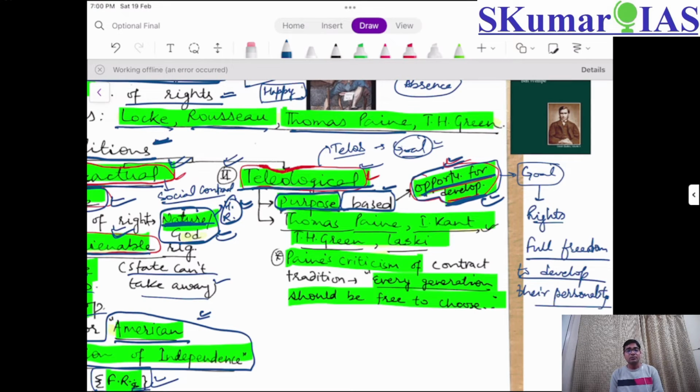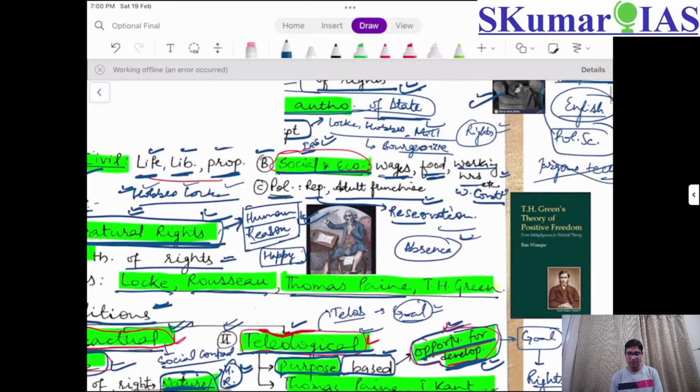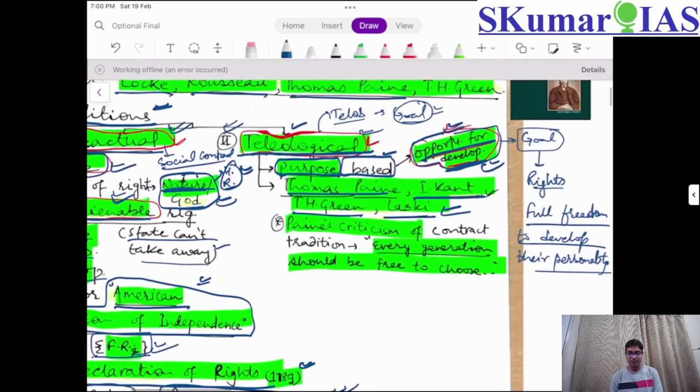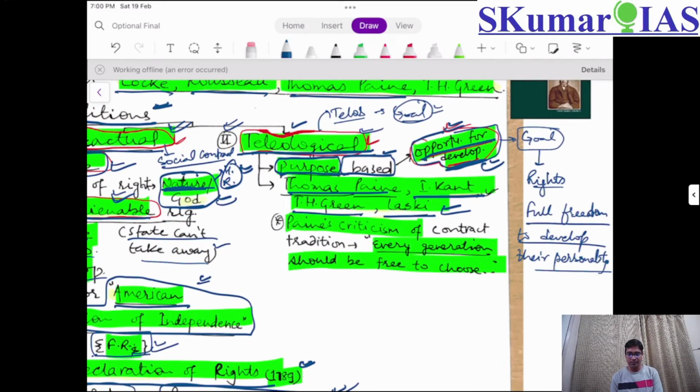Okay, this is the teleological concept of rights. Thomas Paine, Immanuel Kant, T.H. Green, and Laski are these kinds of scholars. Laski gives, I told you which theory of rights? Tell me, the functional theory of rights. We'll study it just now. So the teleological theory is just a sort of criticism of the contractual theory.